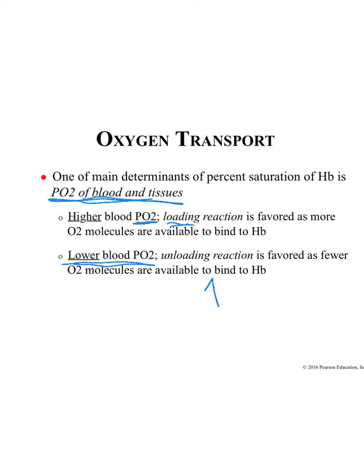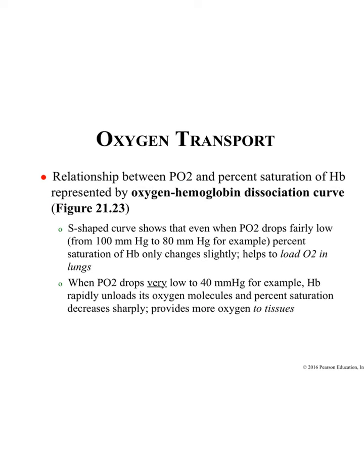And this is, of course, what we see during exercise. You end up having a lower amount of oxygen, and so we are unloading it more to our tissues that desperately need that oxygen because we've increased our metabolic rate. So we can look at the relationship between the partial pressure of oxygen and the percent saturation of hemoglobin by the oxygen hemoglobin dissociation curve.